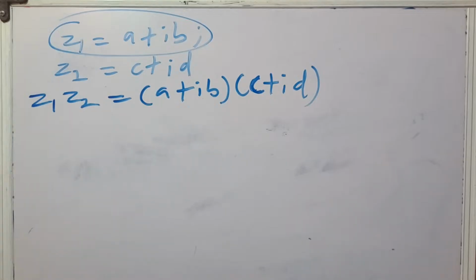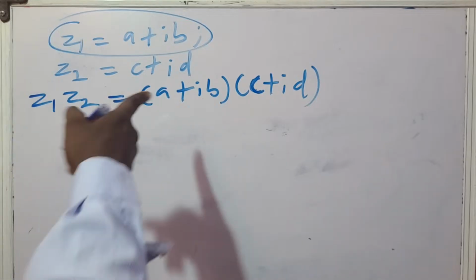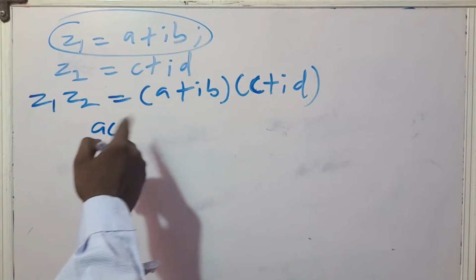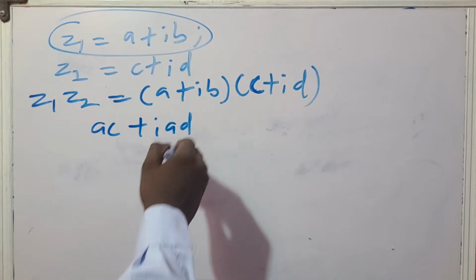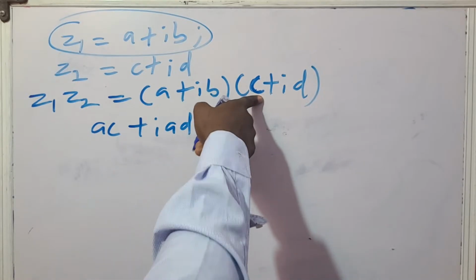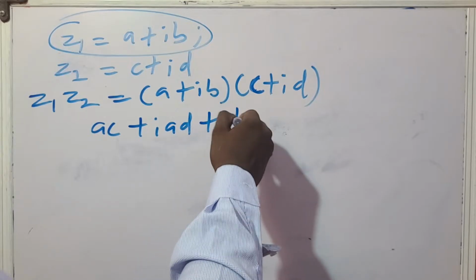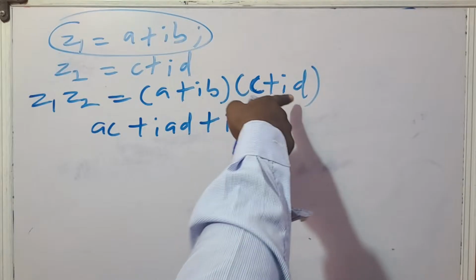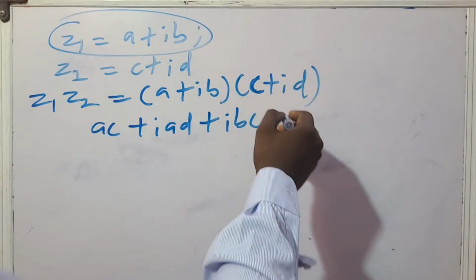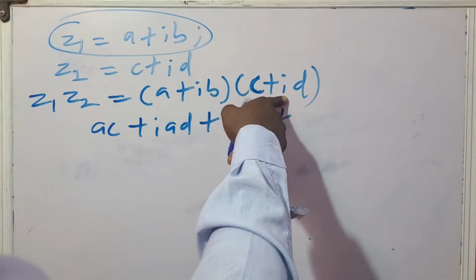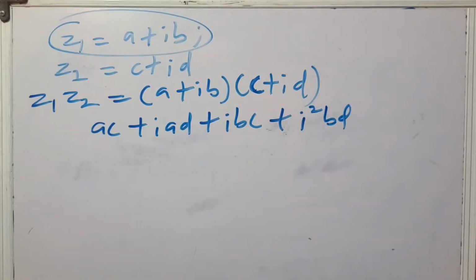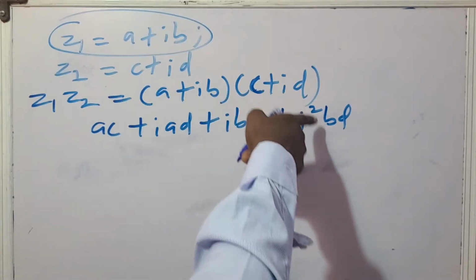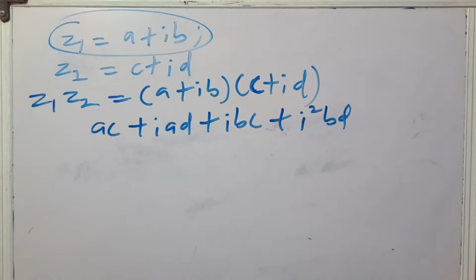Look at this. If you want to do this using the normal traditional way, you say A times C, that will be AC. A times ID, that will be IAD. Then I times C, that will be plus IBC. Then IB times ID, that will be plus, pay attention, I squared, then BD. If you don't pay attention to I times I being I squared, that may be the beginning of a colossal mistake in your multiplication.